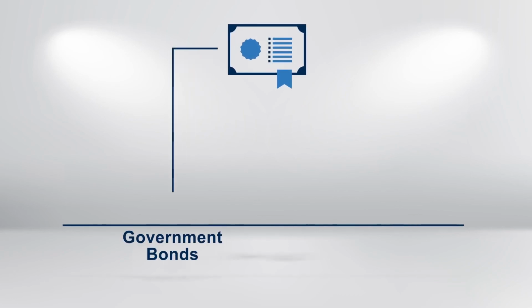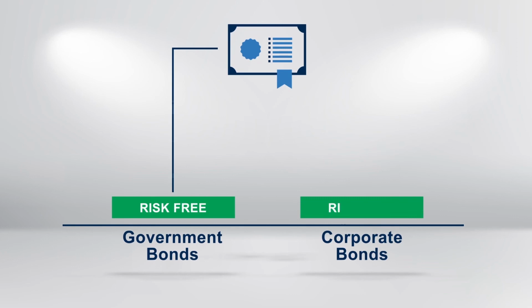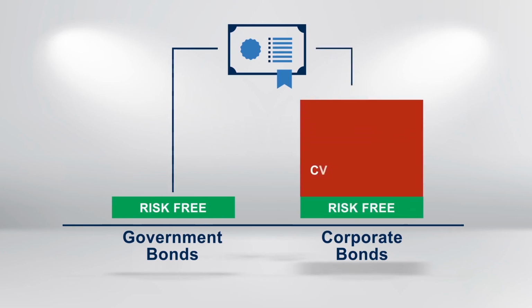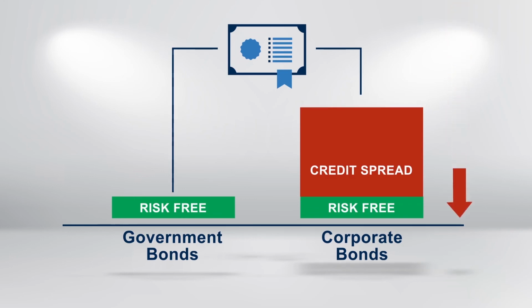Government bonds typically trade at the risk-free rate for a currency, but be aware that there are exceptions to this rule. Corporate bonds trade at the risk-free rate plus a credit spread. Increases in the credit spread will cause a bond price to fall. Reductions in the credit spread will cause a bond price to rise.